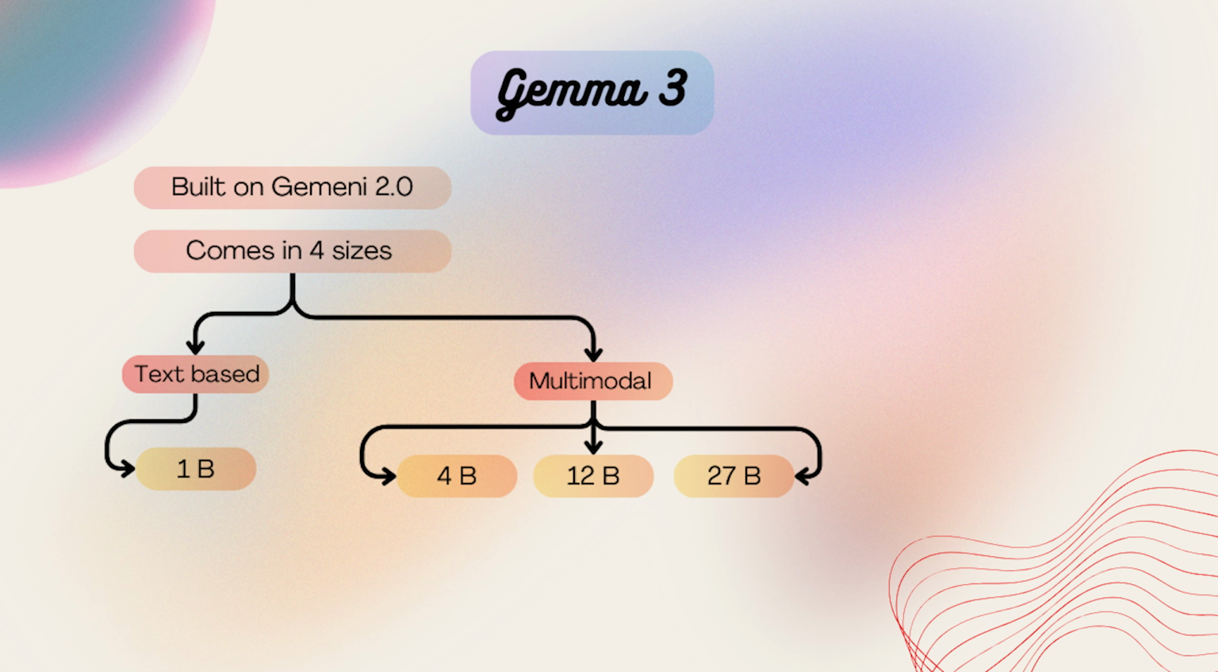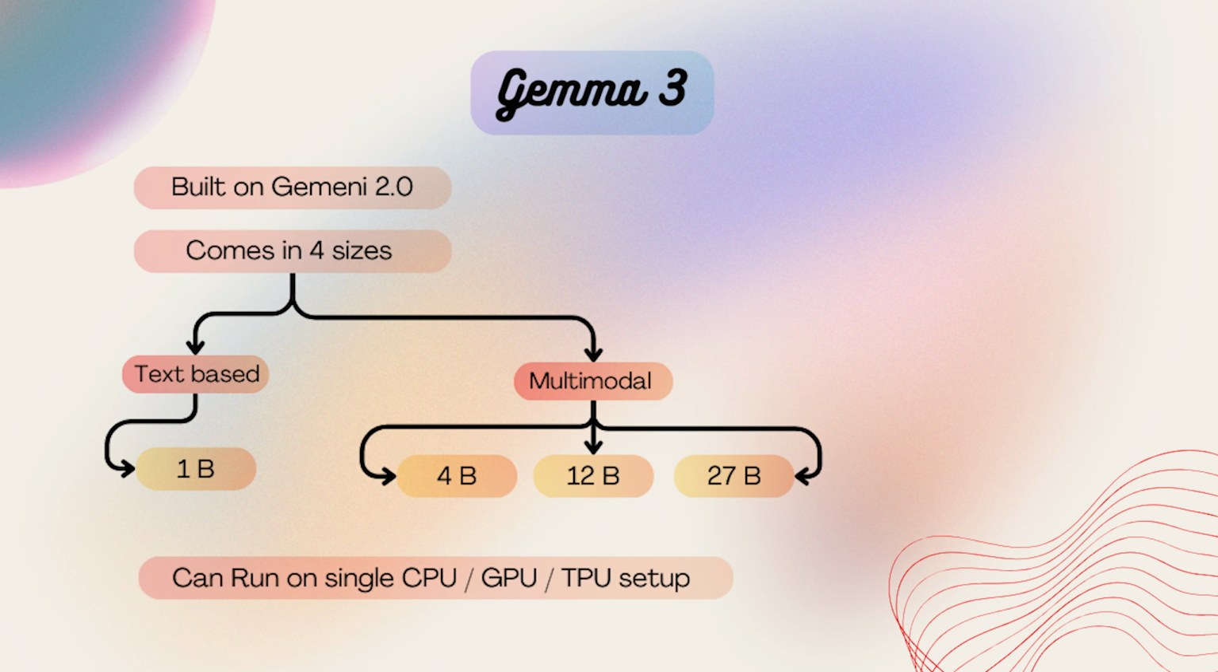The biggest shift here is efficiency. These models can run on a single GPU, TPU, or even a high-end consumer CPU-GPU combo, which was unthinkable for such powerful AI models before.